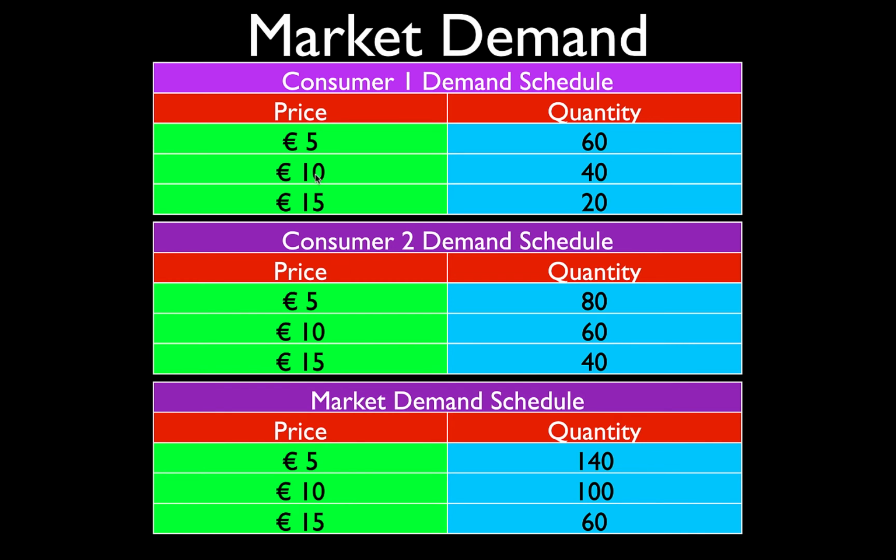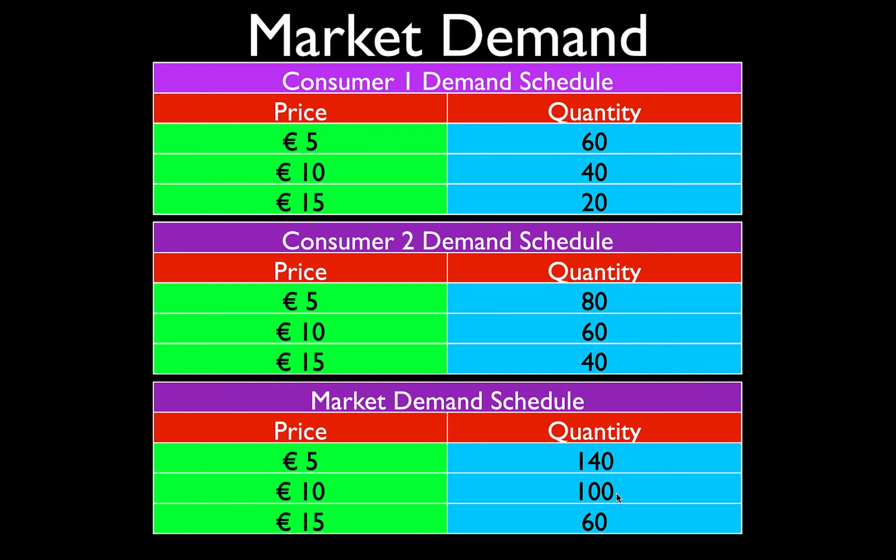Now, what about €10? We would expect, with the law of demand, that the quantity demanded would fall as the price rises, and it has, both for consumer 1 and for consumer 2. So if consumer 1 is going to buy 40 units of a good at a price of €10, and consumer 2 is going to buy 60 units at a price of €10, to get the total amount bought by everybody in the market, and we are assuming it's only these two, we add the 40 quantity demanded and the 60 quantity demanded, and we get at a price of 10, the total market demand is 100.